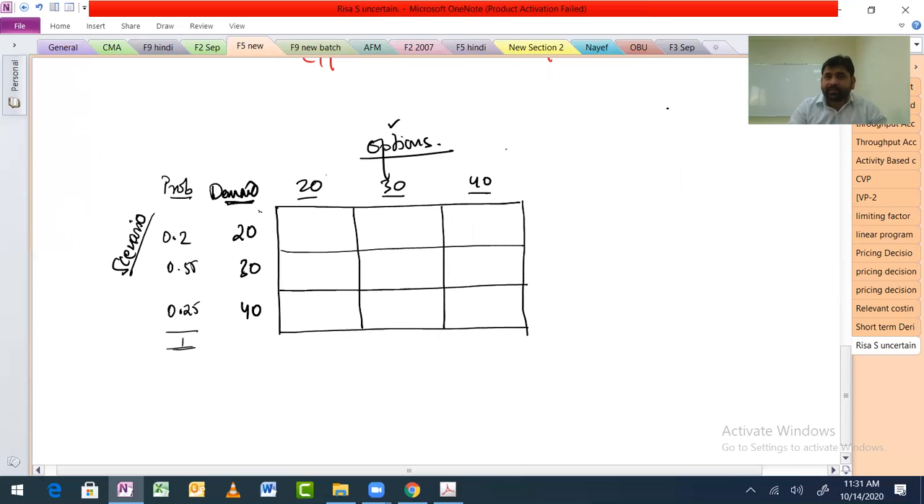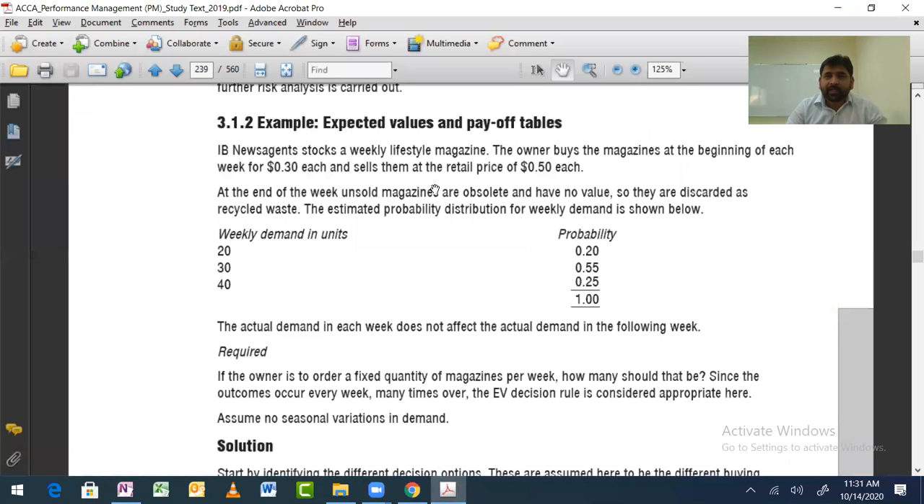Okay. This is how many units you will buy, and this is the demand in the market: 20, 30, 40. Fine. Now, they have said that once the week is over, what do you do with the magazine?